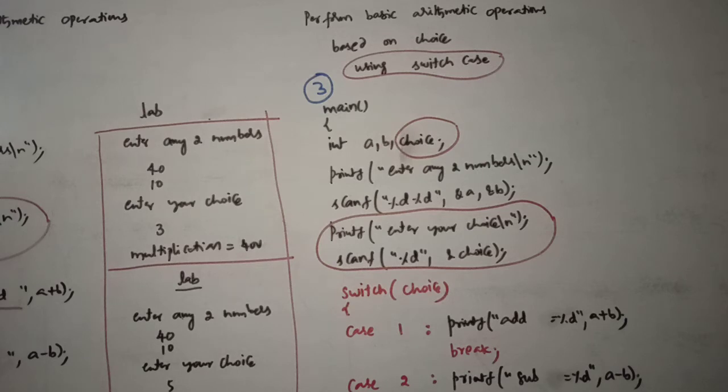Switch, within brackets choice, because in this program you are depending on choice. Case followed by a constant. Case 1, case space 1 space colon. Printf a plus b, break. With each and every case there is a break.